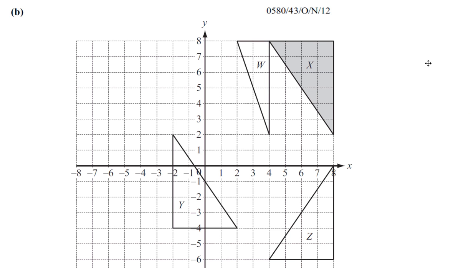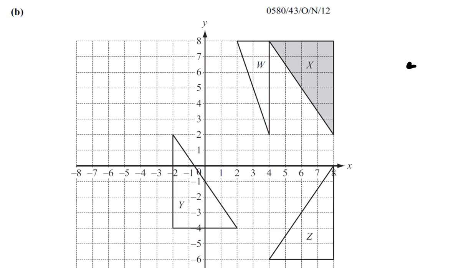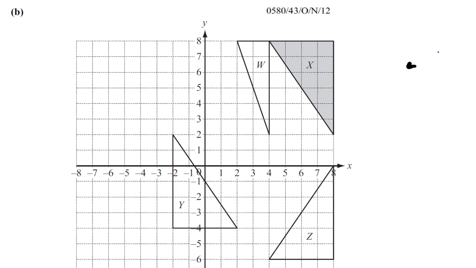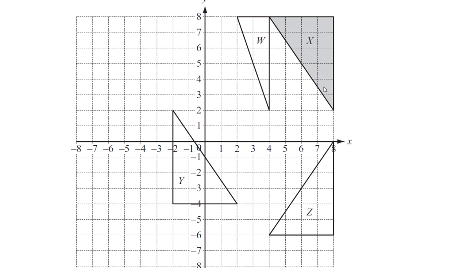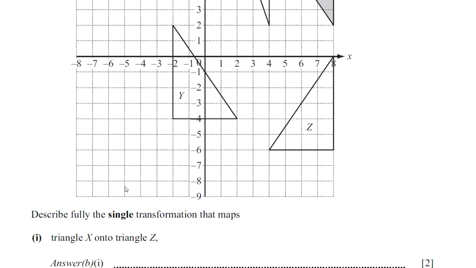Okay, part B of the same question, number 2, October/November 2012, paper 4, variant 3. Now here we are given some diagrams: a shaded triangle X, and triangles W, Y, and Z. They're asking us to describe some of these transformations. For example, describe fully the single transformation that maps X onto Z.